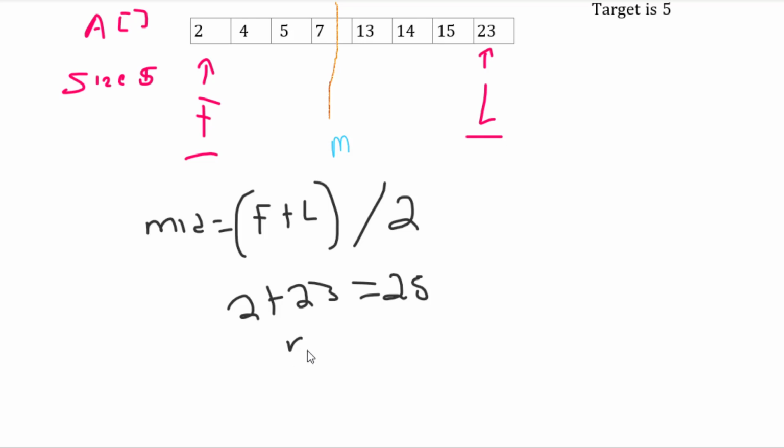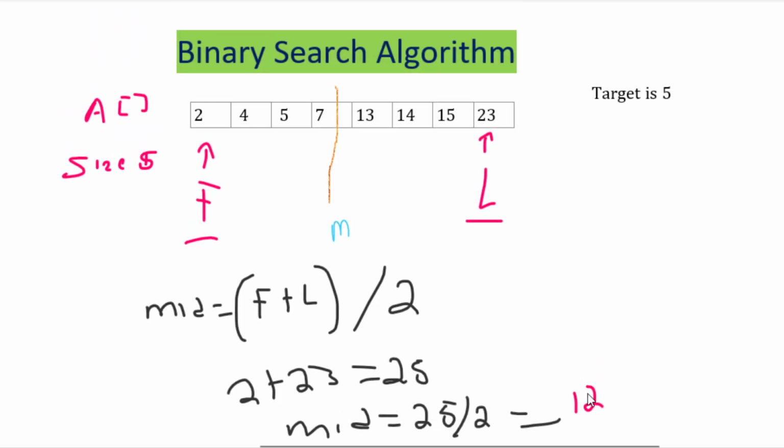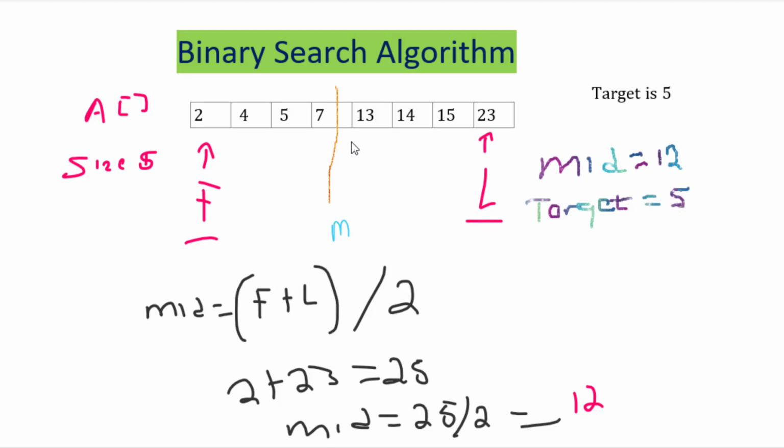So now to get the middle, we are dividing 25 by 2. So this should give us 12. Now we already have our middle number, so we can say here we have the middle being equal to 12, and our target is 5, which is the number that we are looking for in this array.